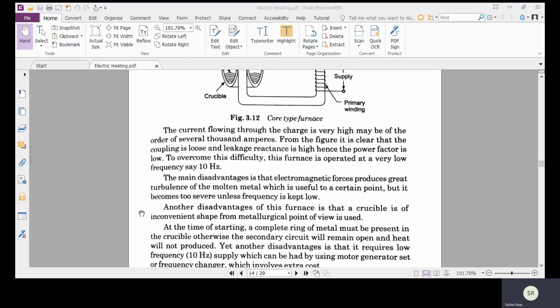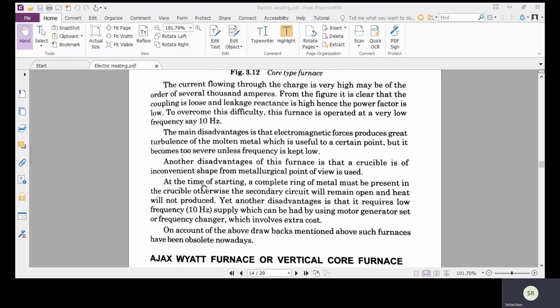This is the constructional defect. At the time of starting, a complete ring of metal must be present in the crucible, otherwise the secondary circuit will remain open and heat will not be produced. Whenever we are going to start the furnace to melt any material, it is better to put some metal ring within the crucible so that the secondary becomes short circuited and a huge amount of current can easily flow within it.